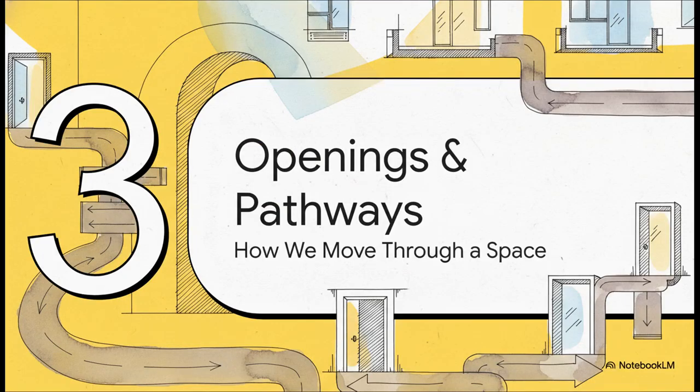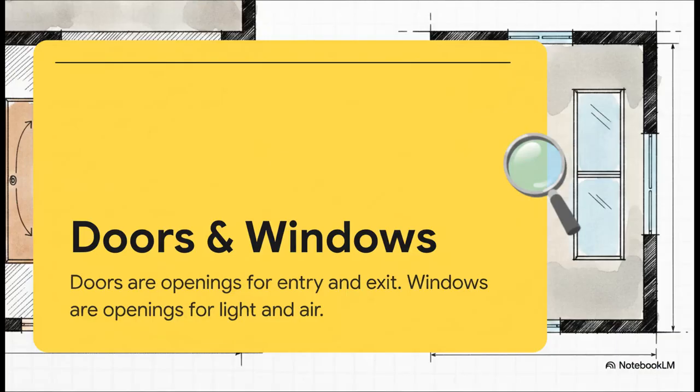Okay, so we've got our structure. Now, how do we get in and out? How do we let in some light and air? Let's talk about openings and pathways. And the two main types of openings are, of course, doors and windows. Doors let us move between spaces, and you'll usually see them drawn with this little curved line showing which way the door swings open. Windows are typically shown as breaks in the wall, and their job is pretty obvious. Let in light and air.